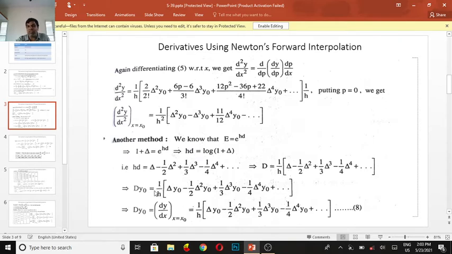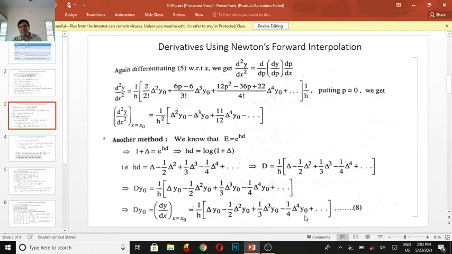So this is the first derivative with respect to x at x equal to x naught. Suddenly we can write 1 by h of del y naught minus 1 by 2 del square y naught plus 1 by 3 del cube y naught minus 1 by 4 del raised to 4 y naught, etc.